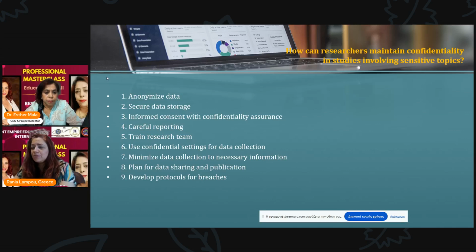And plan for data sharing and publication. If data is shared, for example, on repositories, then ensure that it is de-identified. Follow guidelines on sensitive data management from ethics boards or funders, and develop a protocol for breaches. Have a clear plan in case confidentiality is accidentally breached. Communicate with participants and take corrective actions immediately.